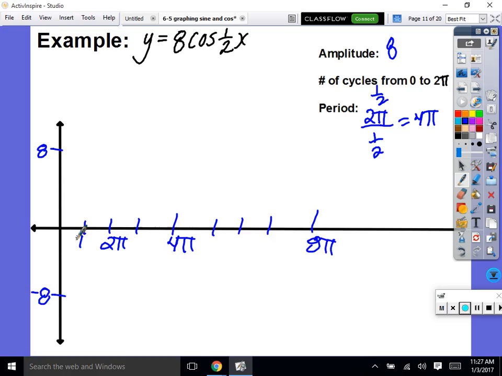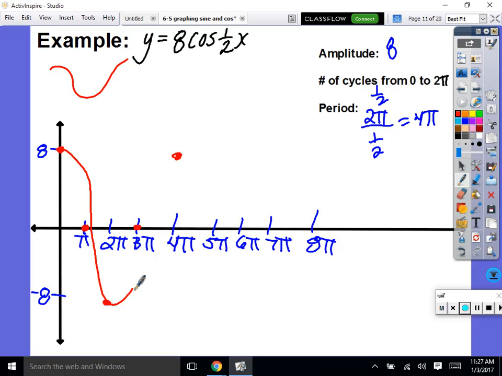So aren't these pi's? 3 pi, 4 pi, 5 pi, 6 pi, 7 pi, 8 pi. So now cosine looks like this. So it starts up at 8, 0, -8, 0, 8. We've drawn in our first cycle. And then 0, -8, back to 0, up to 8. So I didn't draw that very good at all, did I? Okay.